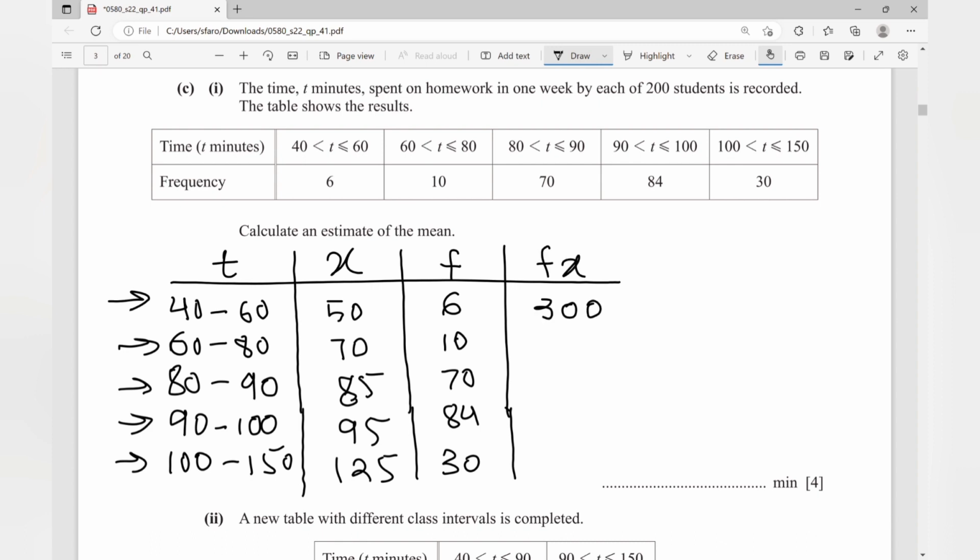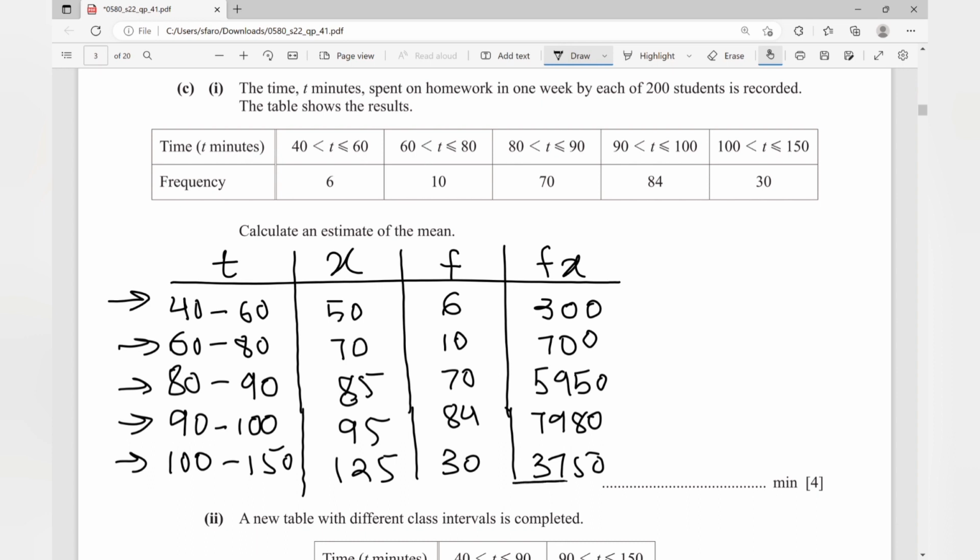50 multiplied by 6 will be 300. 70 multiplied by 10 will be 700. 85 multiplied by 70 will be 5,950. 95 multiplied by 84 will be 7,980. 125 multiplied by 30 will be 3,750.